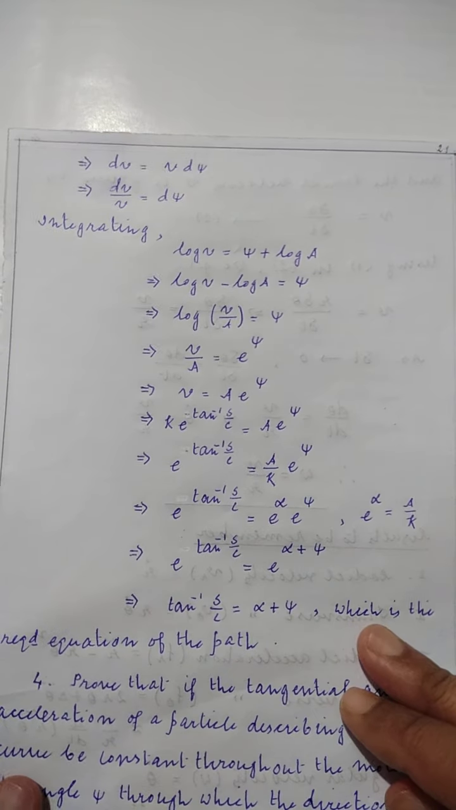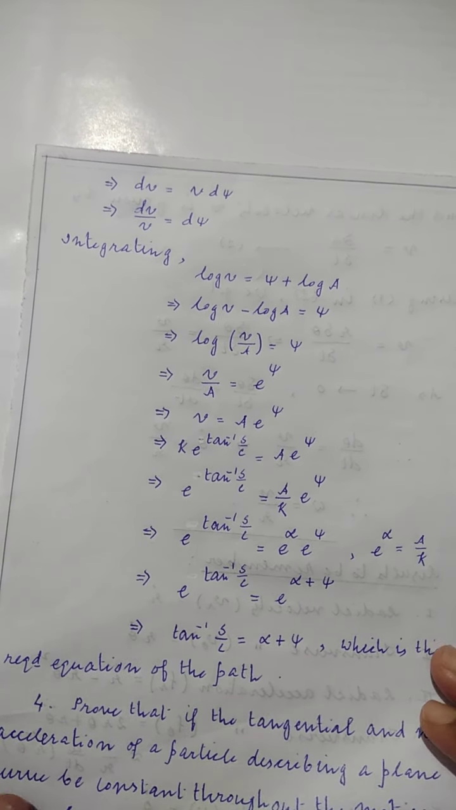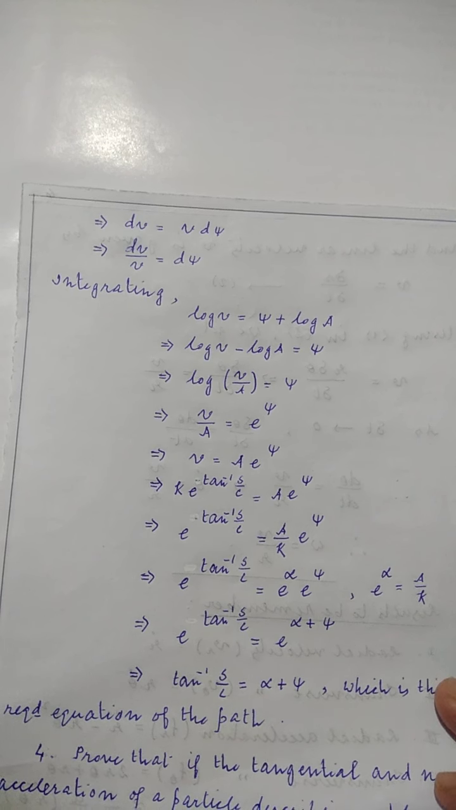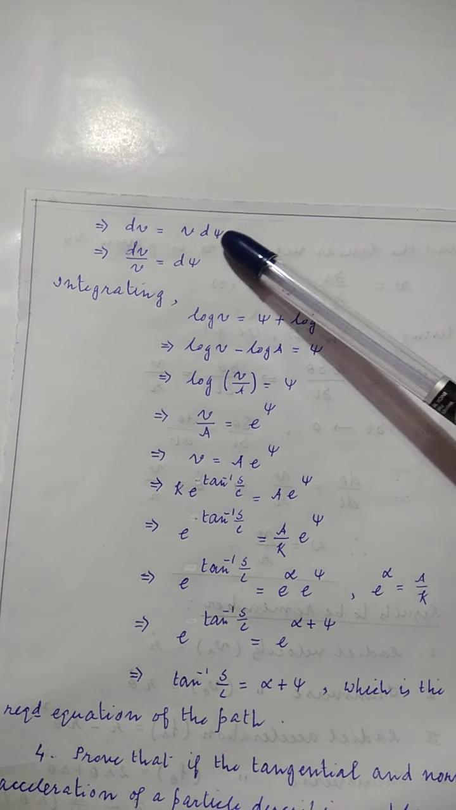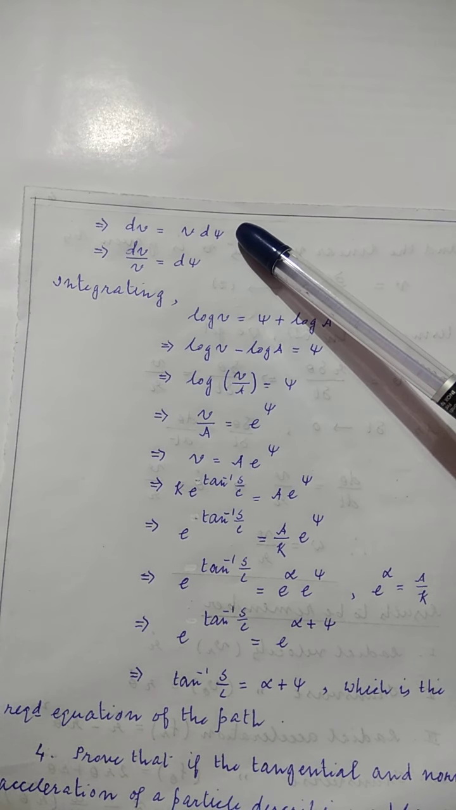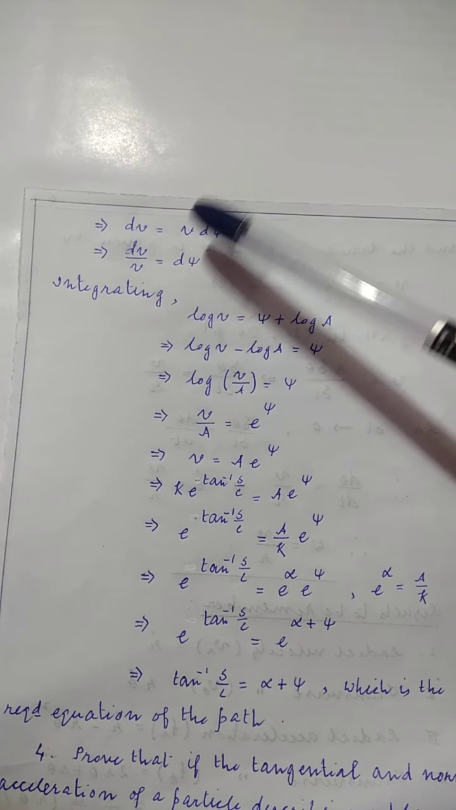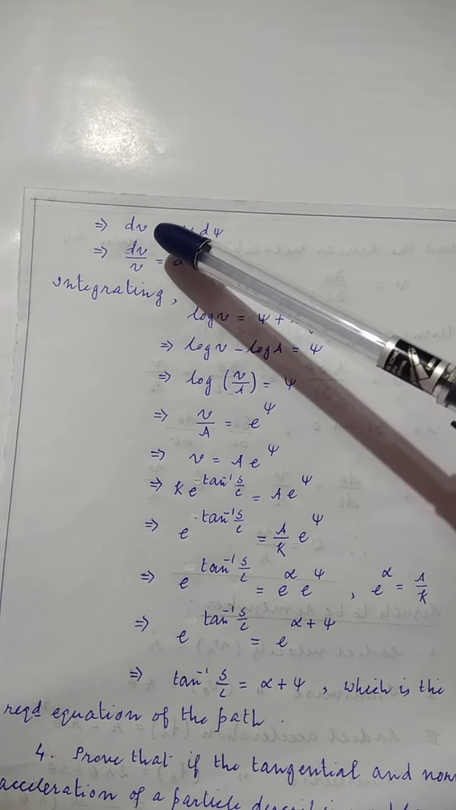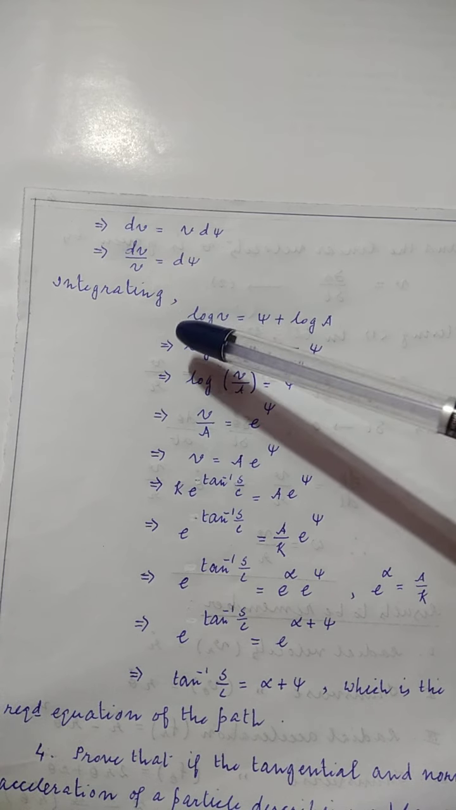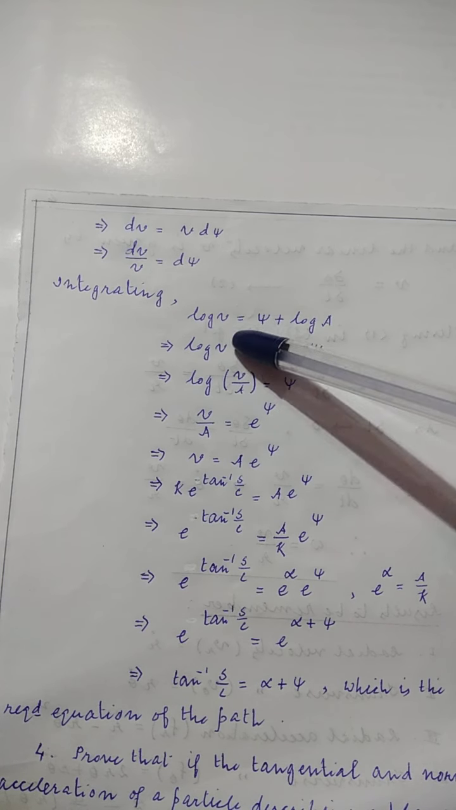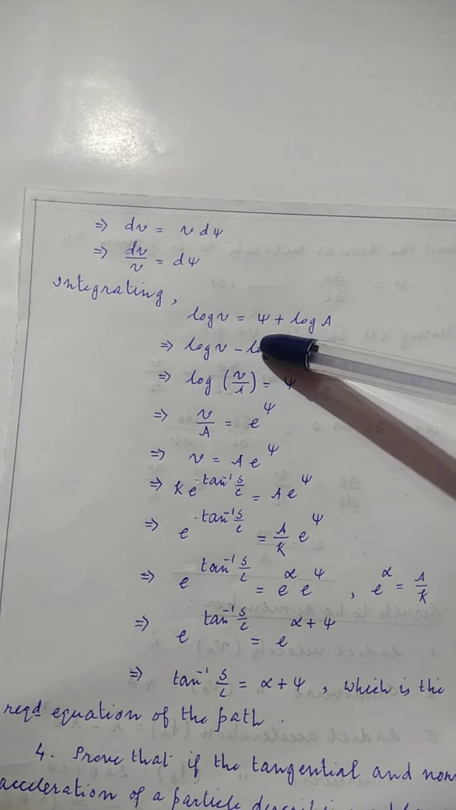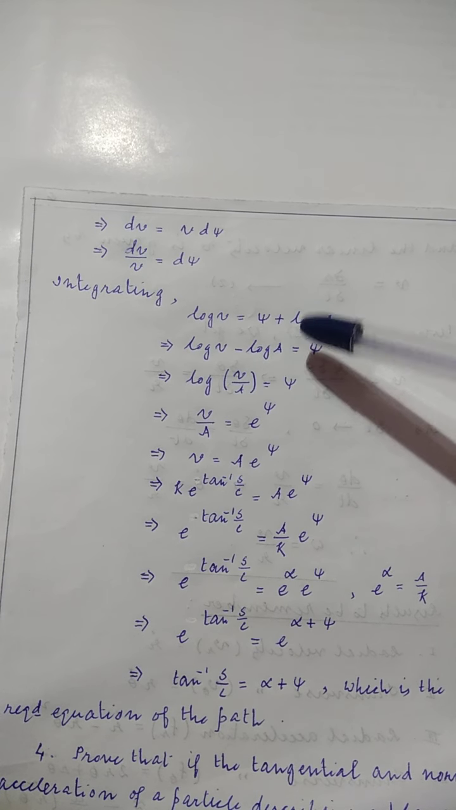dv is equal to v d psi. So we can express dv by v, so that it should be integrable, is equal to d psi. So integrate dv by v. If you integrate dv by v, what will you get? Log of v, and integration of d psi you will get psi, with the constant of integration. I have written the constant of integration as log of a.